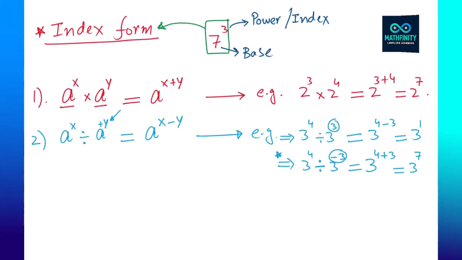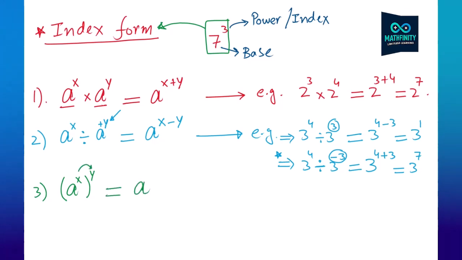The third rule: what is the relation between power and power? Suppose the base is a and it has power x, and outside there is one more power, y. What is the relation between these two powers? Always they multiply with each other. Power and power always multiply with each other, so we write x times y.